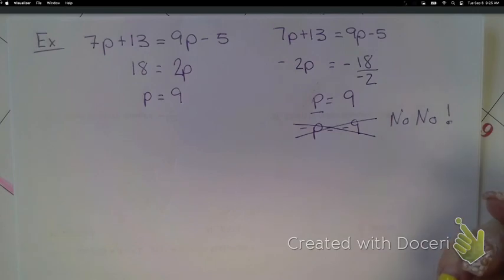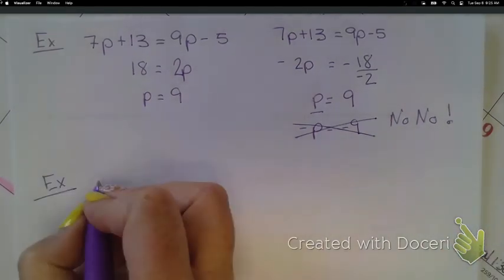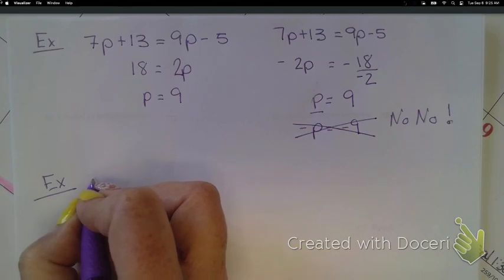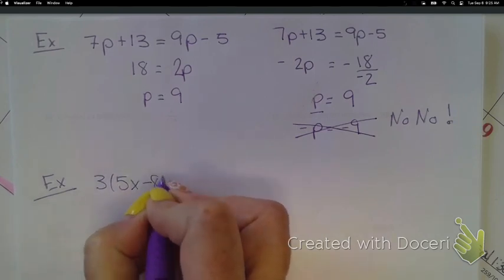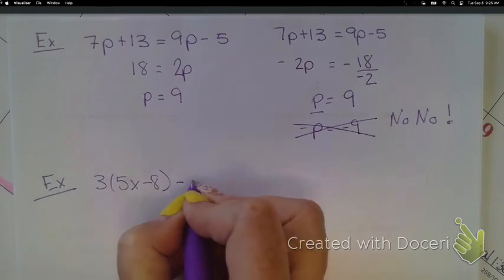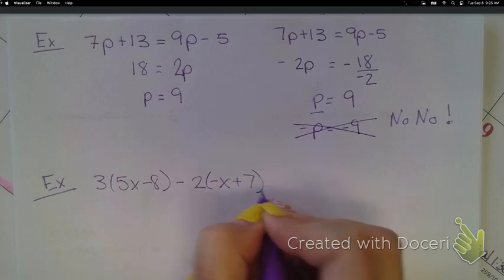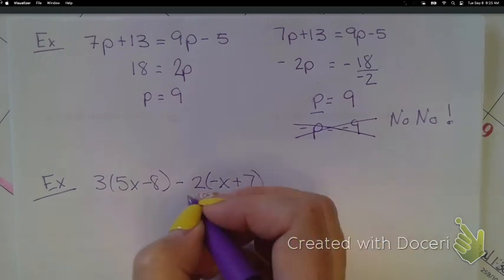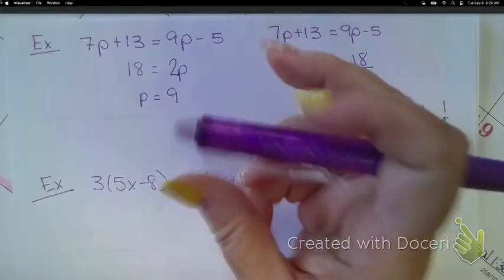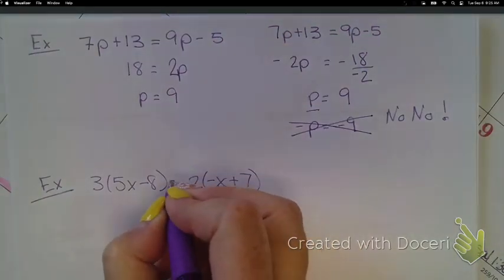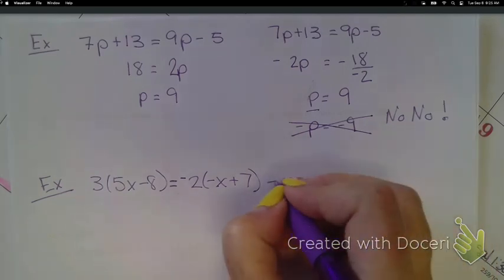Yeah. Okay. Last example, and then you guys get to go to work. Okay, so you have 3 times (5x minus 8) minus 2 times (negative x plus 7). Wait, I forgot an equal sign in here. This equals -2 minus 12x.